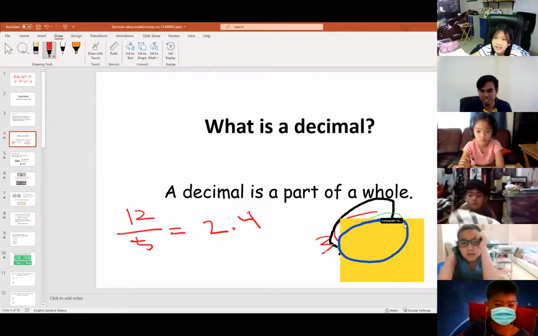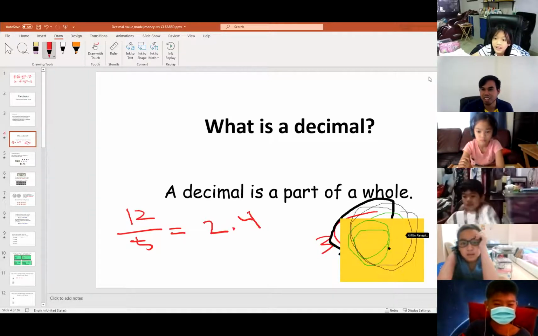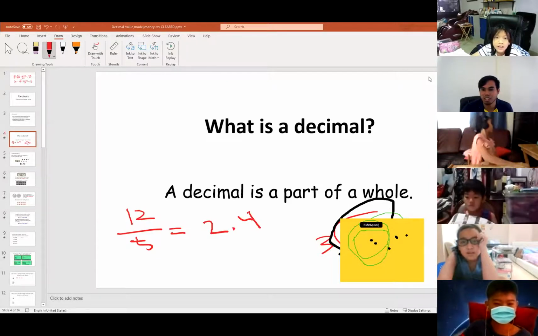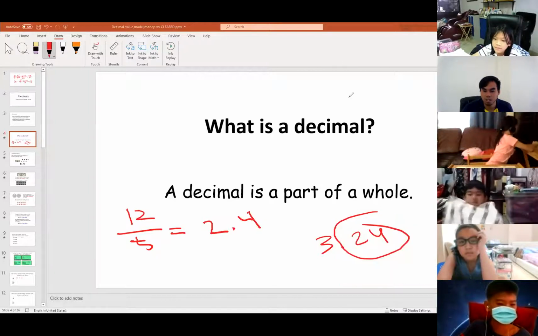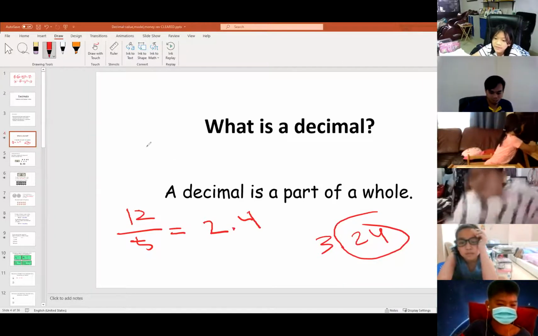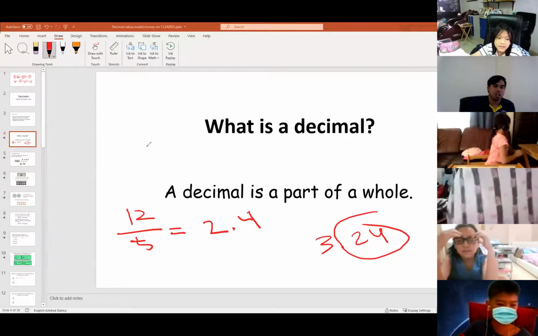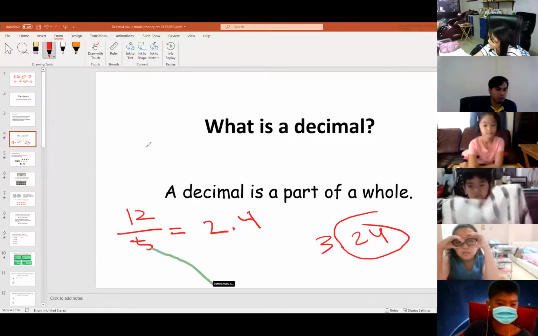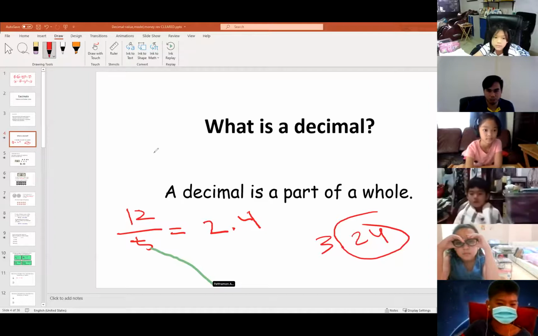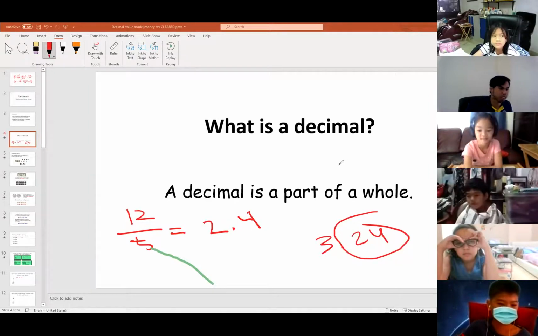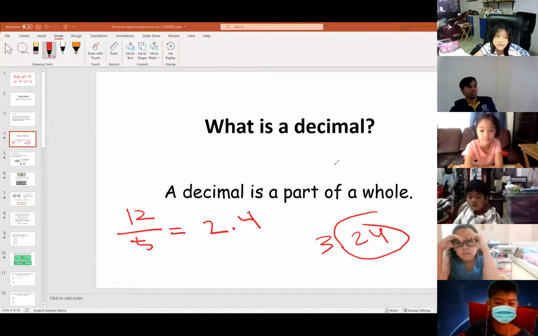Okay, I will clear the board. Okay, clear. Okay, do you understand now? Can we move on to the next one? Okay, so in real life, where do you see decimal numbers? Where do you see decimal numbers? If you look at real life, where can we see them?